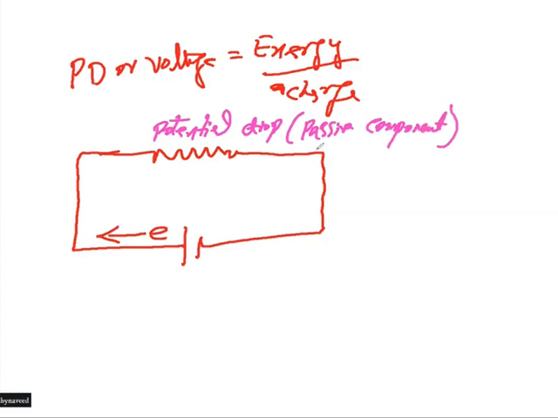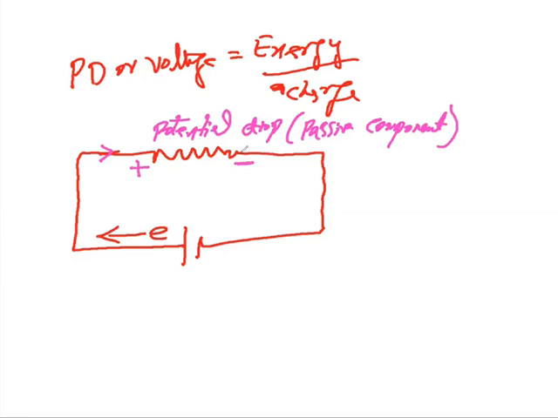And the sign convention will be over here. This side will be positive and this side will be negative, because there is a loss of energy. If you move in this direction, there is a loss of energy in this component. So that's why it is called potential drop or passive component, and the sign convention will be like this.